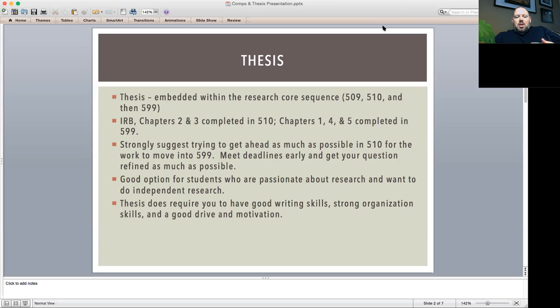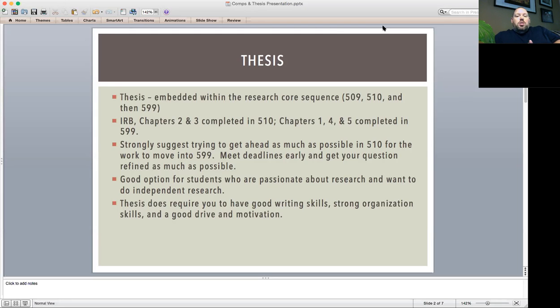Thesis and parts of thesis are built into these classes. So in the fall 510 class, everyone is required to complete an IRB application and write chapters 2 and 3, which is the lit review and then the methodology plan for an independent research project. Regardless of whether you're doing the thesis option or not, everyone has to do that for that class. For those students who decide that they want to continue on and enroll in the 599 thesis class, they then write chapters 1, 4, and 5 within that class.